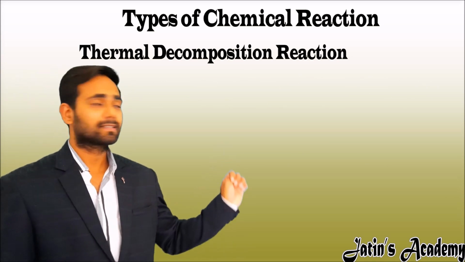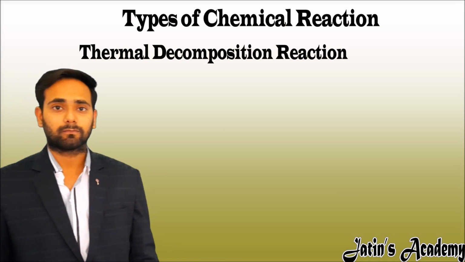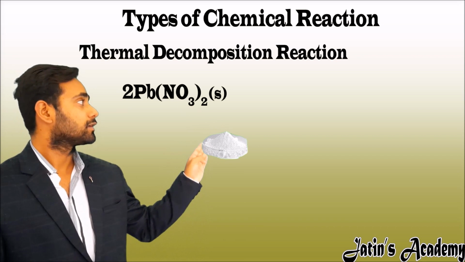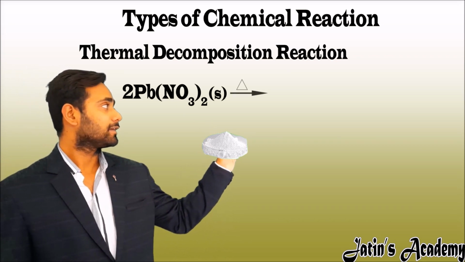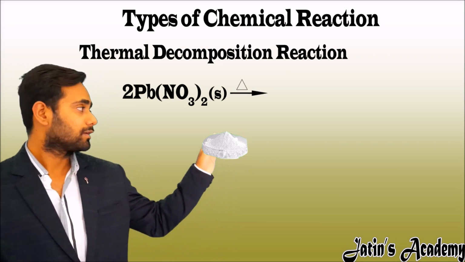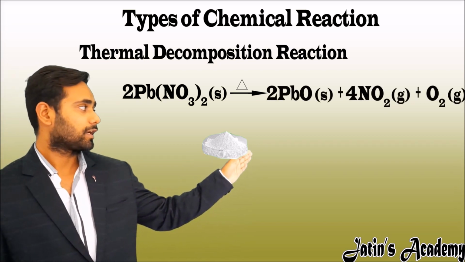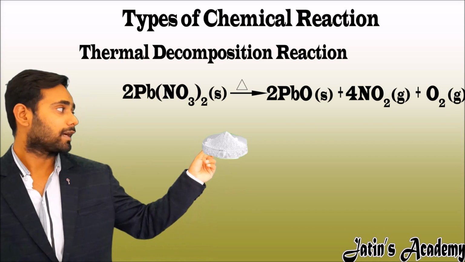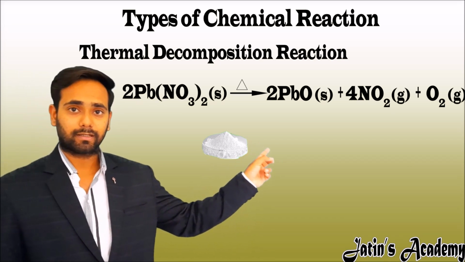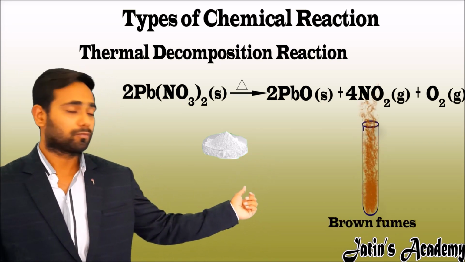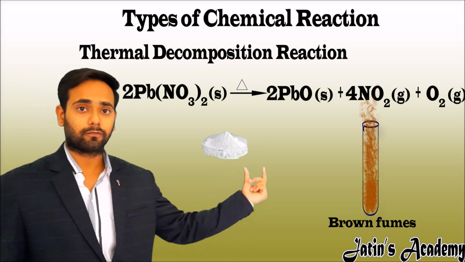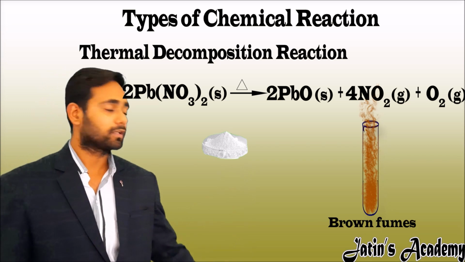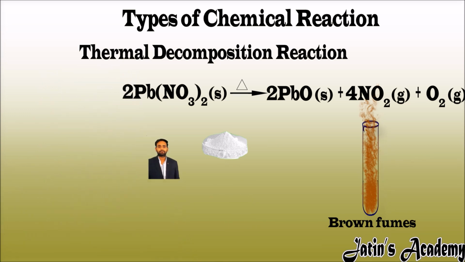Now see the next example of thermal decomposition. When lead nitrate is heated, the lead nitrate is decomposed into lead oxide, nitrogen dioxide gas and oxygen gas. Here we note that nitrogen dioxide gas has brown fumes. So remember the color of the brown fumes of nitrogen dioxide. This is an important thing and is asked in questions.